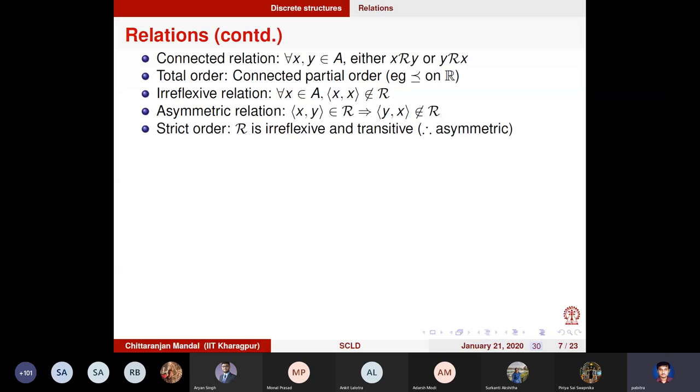So one is greater than or equal to, this is strictly greater than. Okay, such a relation would be called a strict order if that relation is irreflexive and transitive. You can easily show that if it is irreflexive and transitive, it will also be asymmetric. It follows. So an irreflexive and transitive relation forms what is called a strict order.